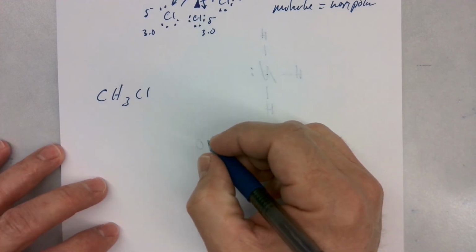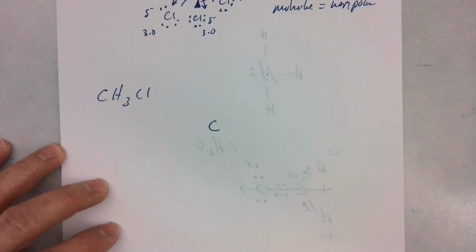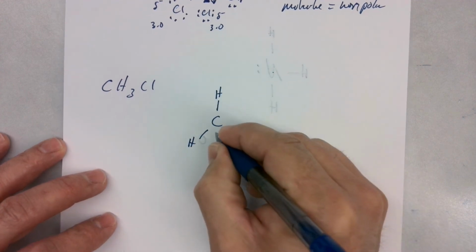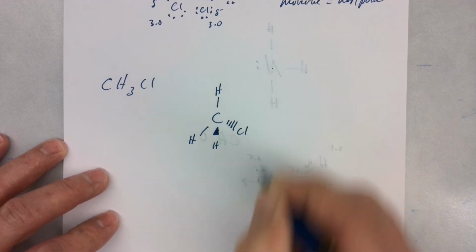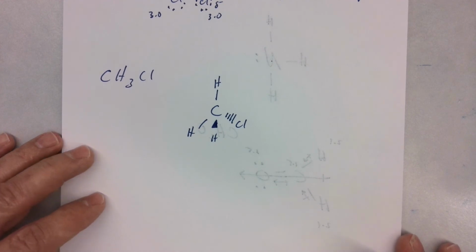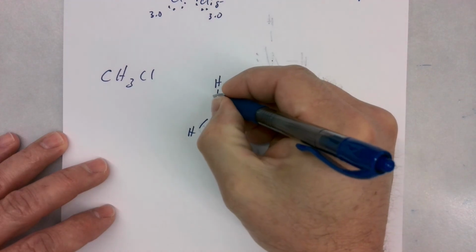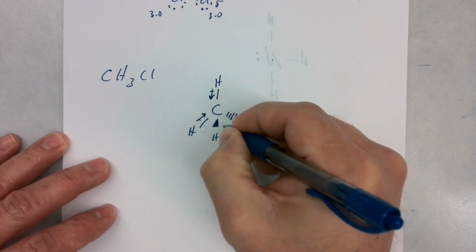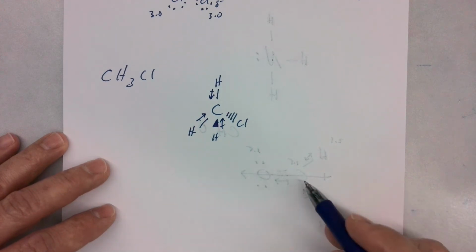So I had C in the middle, and I had 3 hydrogens bonded to it, 3 H's, so like that. I probably would have done this, but it doesn't really matter. And then that's where my Cl is, right? Okay. And then the little arrows are going towards carbon on the H's, so you're going this way, and this way, and this way. And we knew that from where? We had them from the other side of the paper, right?